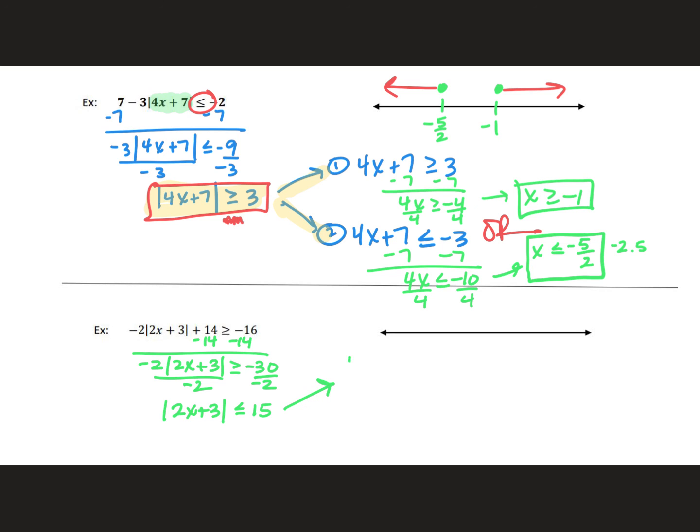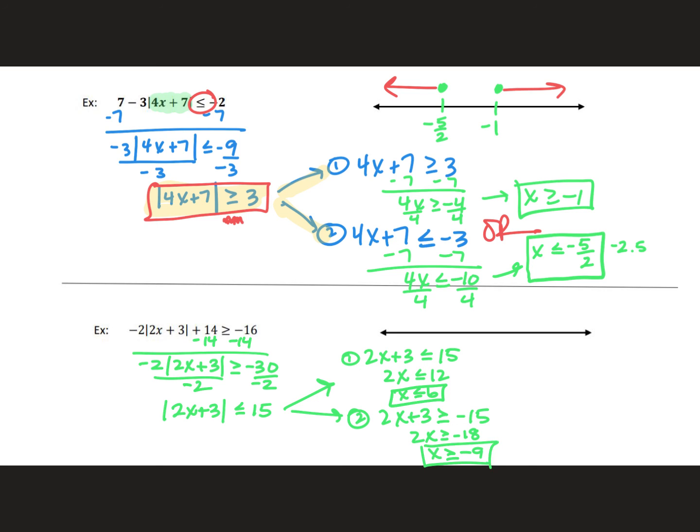So this would break up into 2x plus 3 is less than or equal to 15. And then 2x plus 3 is greater than or equal to the opposite of 15. So here when I subtract 3, I'll have 2x is less than or equal to 12, and x is less than or equal to 6. And down here, we would have 2x is greater than or equal to negative 18, and x would be greater than or equal to negative 9.